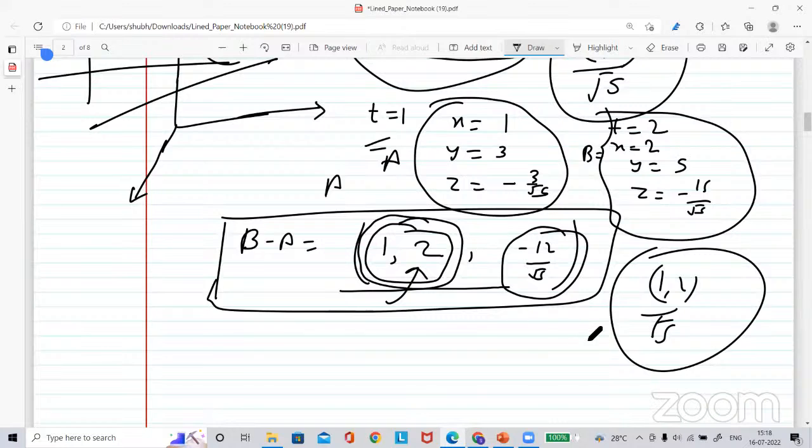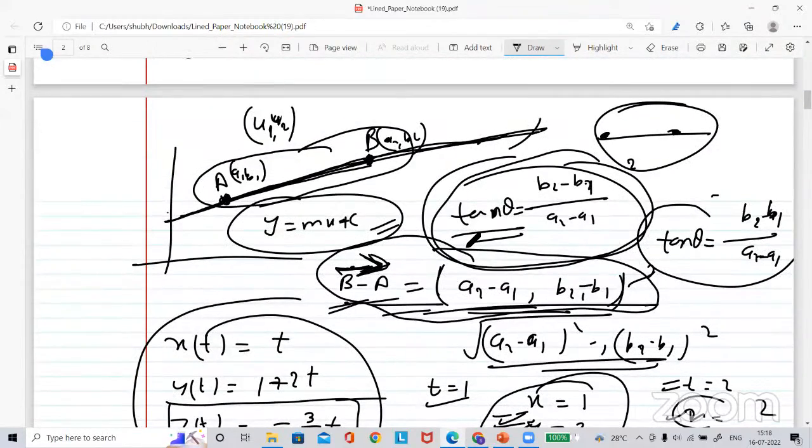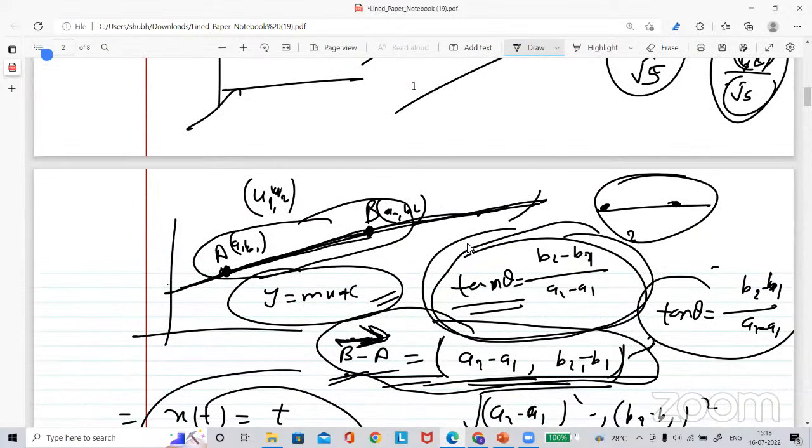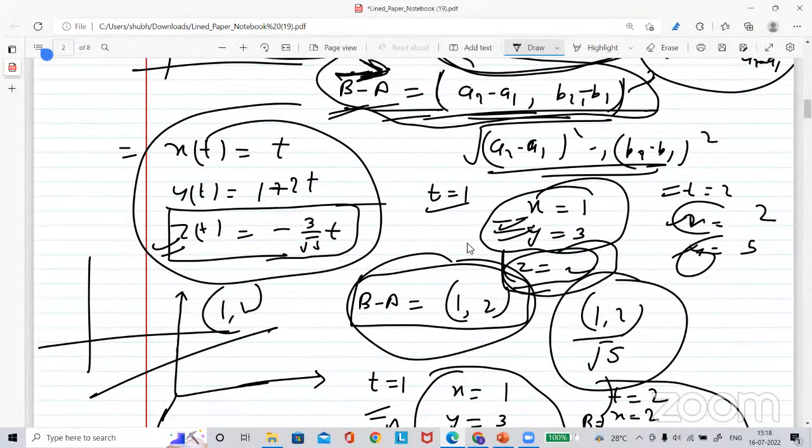But this point is in R3, and our work is only for R2. So you can take these 2 points, divide with the norm, and it will give you the direction. Otherwise, if you have difficulty, compare this with the previous one, the parametric equation, and from there also you can take the direction. Make it a norm and then use that.